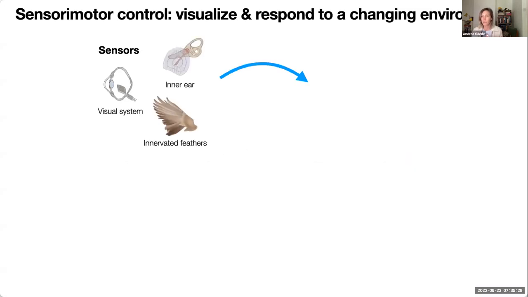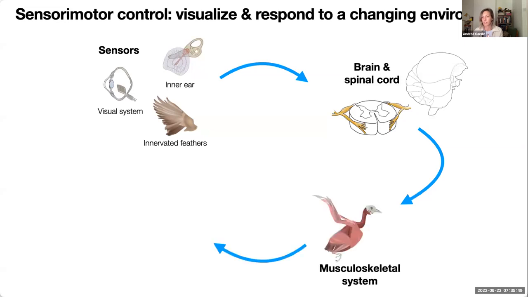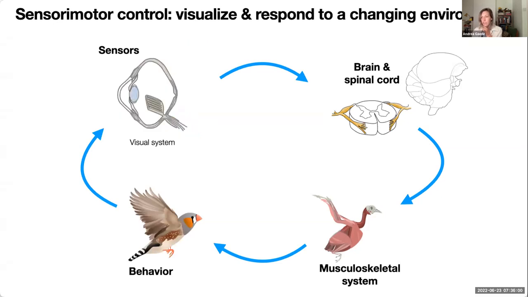So being able to use sensory information in order to visualize and respond to a changing environment is essential to animal success. Animals use a number of sensors that send information about the environment. Then neural responses are coordinated in the CNS. Commands are then sent to the musculoskeletal system, and these facilitate behavior, creating the opportunity for new sensory inputs. So here I'm gonna focus on vision.